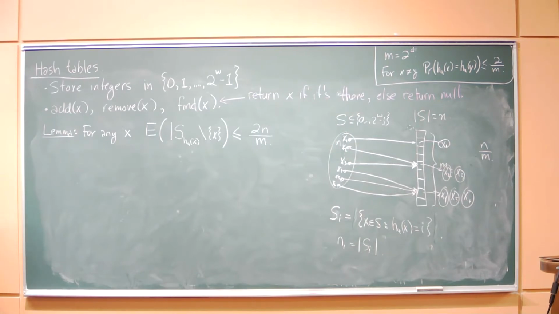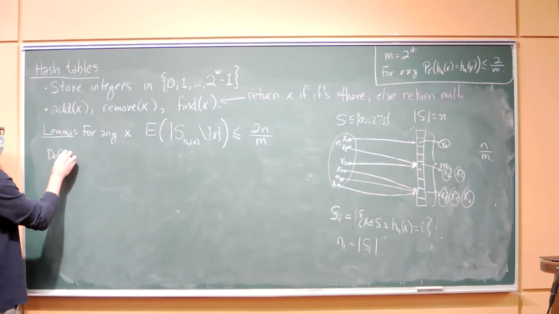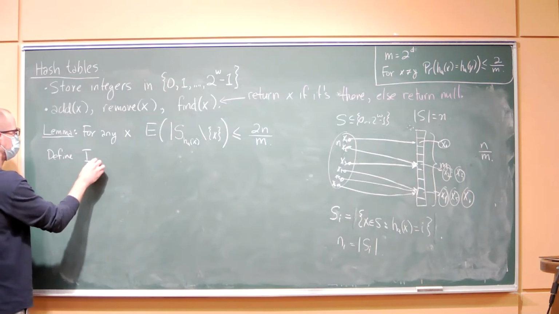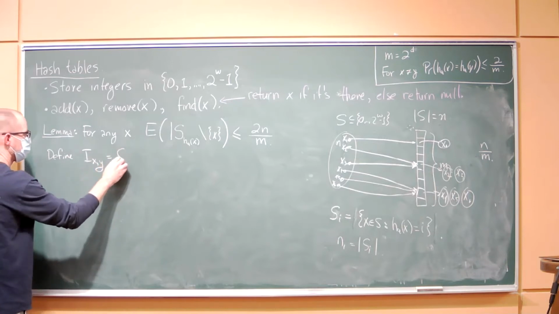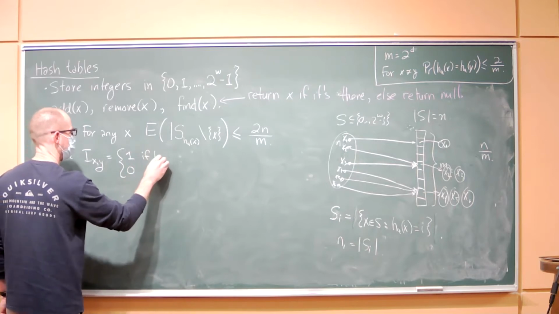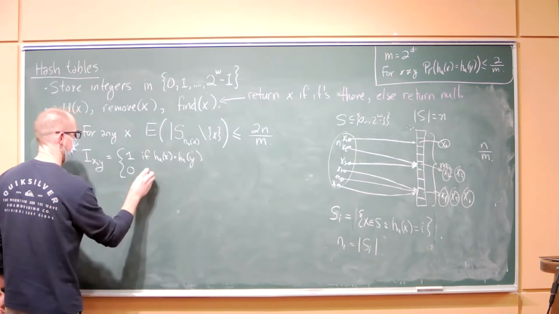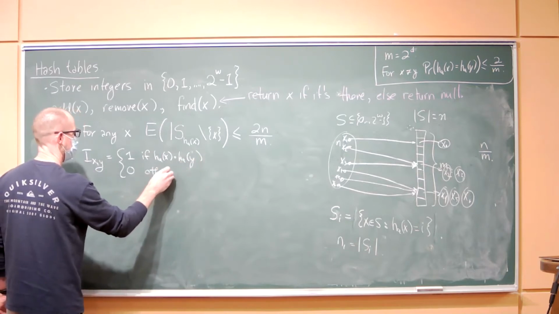Why is it really easy to see? You just define this indicator random variable I_xy, which is just equal to 1 or 0. It's 1 if h(x) equals h(y), and it's 0 otherwise.